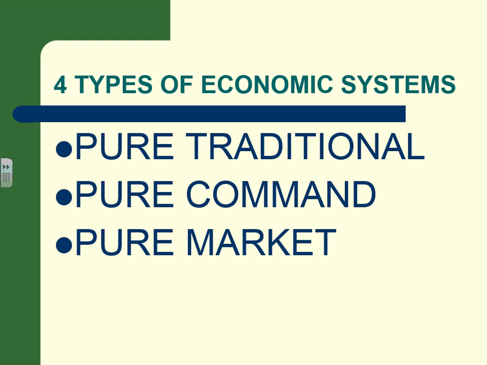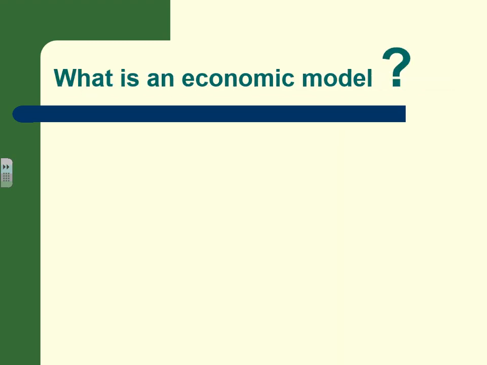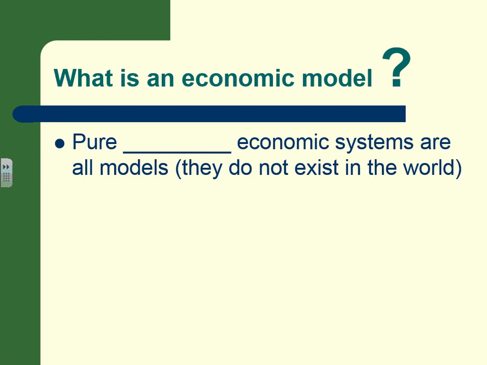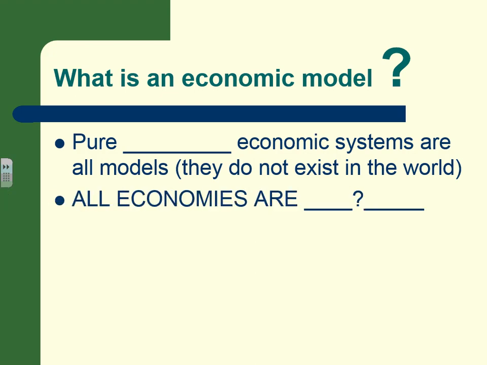When you read pure in front of something, you know that it is strictly a model, that they do not exist. A pure traditional, pure command, and pure market does not exist. So really the 4th type is the only true, real economic system, and that is mixed. All of these pure traditional, pure command, and pure market are models we just use for understanding. So anything with pure in front of it does not really exist. So basically every country has a mixed economy.